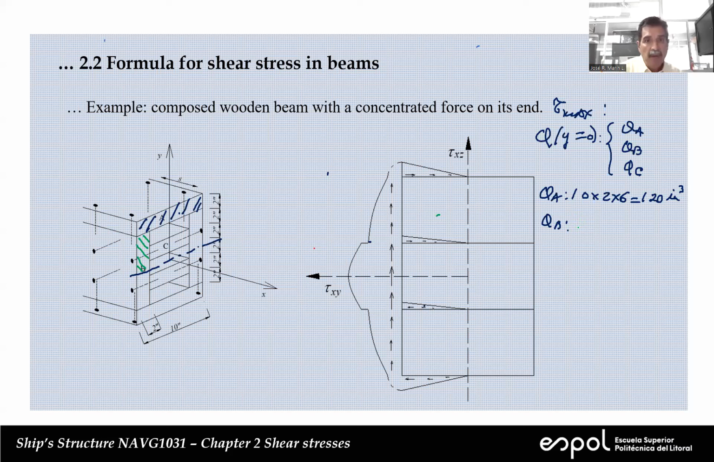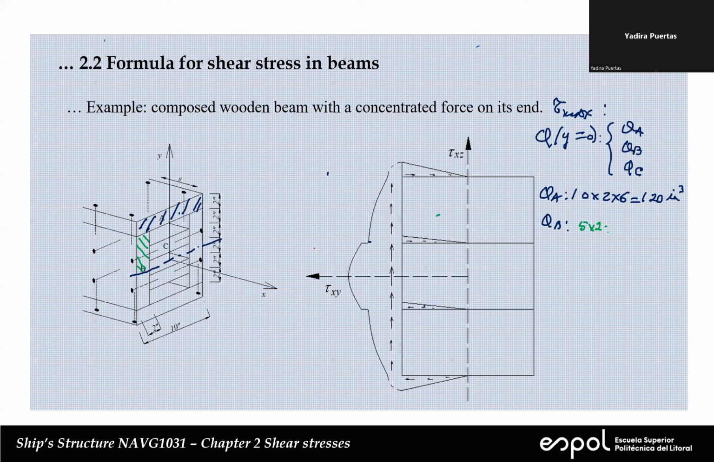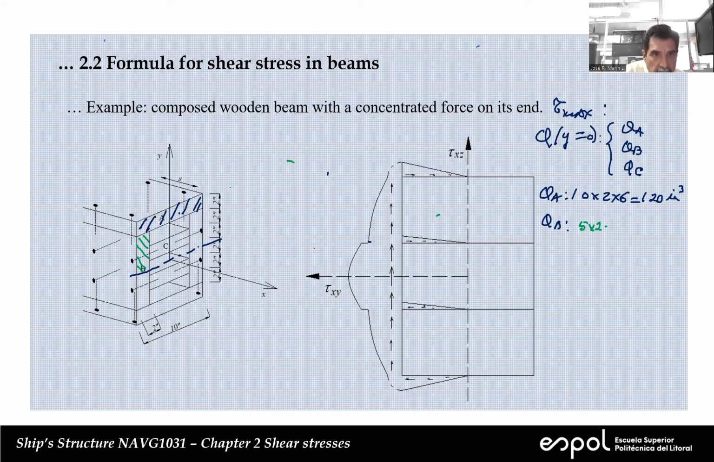So the area, Miss Puertas, how much is the area? 5 times 2. And the height? No. If the height is 5... No, 4. Remember, I'm crossing, do you see my area here in green? Yes, teacher, sorry, I confused. It's 4. No problem. So this is the centroid. You need to give me the distance from here to here.